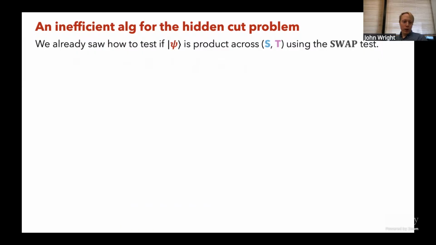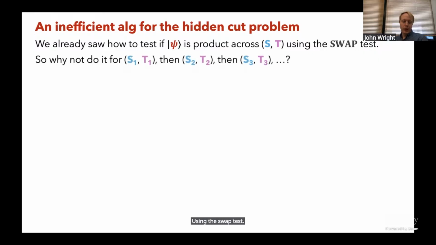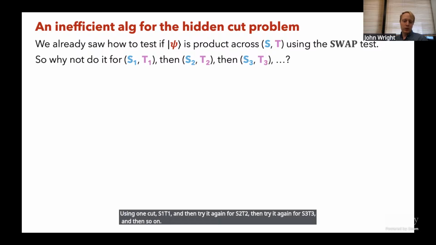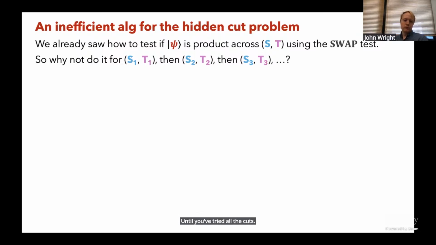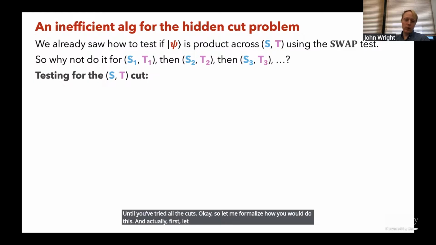Okay, so we already saw how to test if your state psi is a product state across some cut ST using the swap test. So a natural thing to do is, well, why not run this test using one cut S1T1, and then try it again for S2T2, then try it again for S3T3, and so on, until you've tried all the cuts. Okay, so let me formalize how you would do this. And actually, first, let me look again at just a single ST cut.